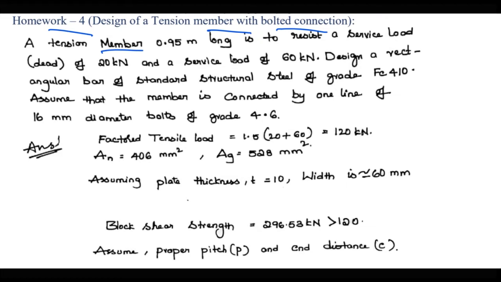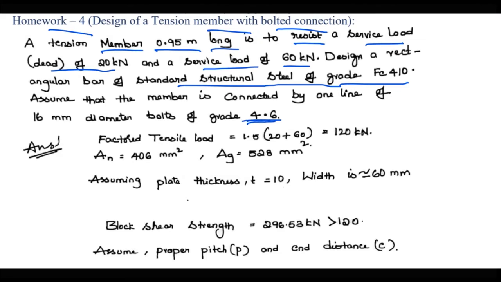A tension member of 0.95 meter long is resisting service loads, dead load of 20 and live load of 60. Design a regular bar of standard structural steel of grade E410. Assume that the member is connected by one line of 16 mm diameter bolts of grade 4.6. So the grade of bolt is 4.6.